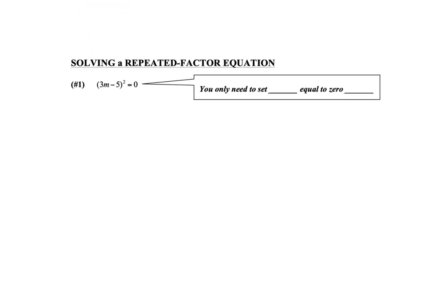So another way to look at a factored form is something that looks like this, where I actually have a repeated factor equation, where this right here says that I'm going to take 3m minus 5 squared. What does it mean to square something? It means to multiply it by itself. So that really turns into 3m minus 5 times 3m minus 5 is equal to 0. Now that's what it means, okay? But because these things are identical, you really only need to set one of those equal to 0.